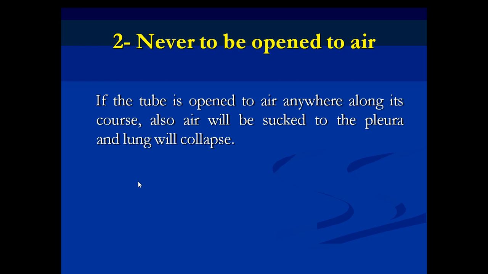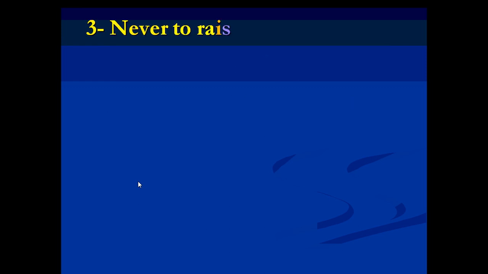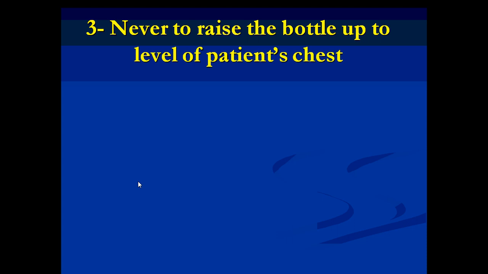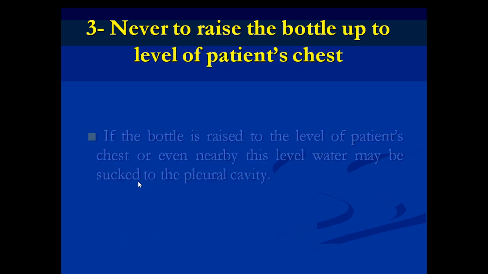Because of the same idea, if the tube is opened to air anywhere along its course, air will be sucked into the pleura and the lung will collapse. Number 3, never raise the bottle up to the level of the patient's chest. Otherwise, the fluid in the bottle or the drain, the atrium, will come back to the patient's chest.